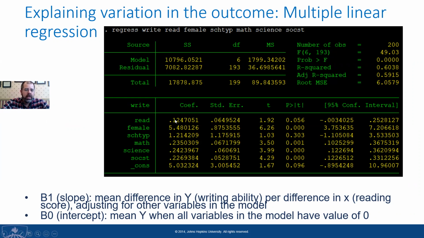So note that this reading ability coefficient has changed. It's gotten closer to 0, or it's attenuated. We still have a standard error for this coefficient, and we can still divide the coefficient by the standard error, and that t-statistic is 1.92. And the p-value associated with that is 0.056.